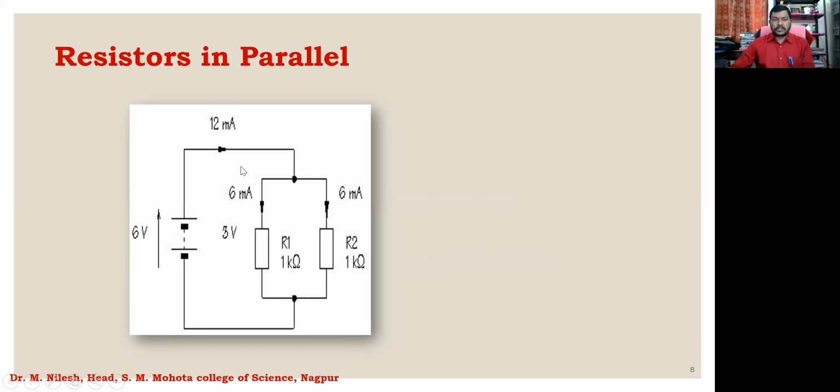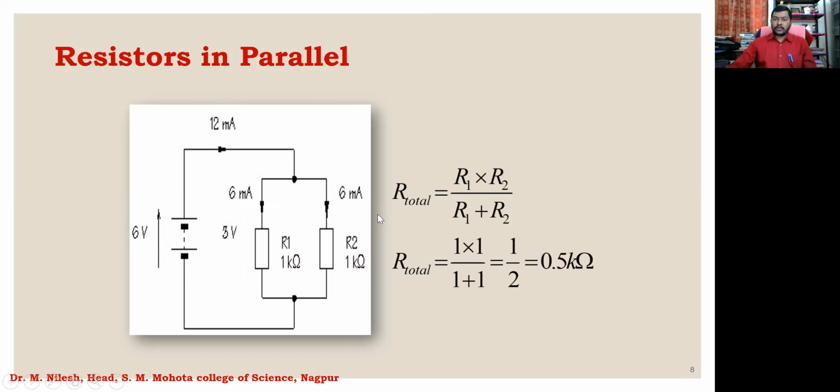Similarly, when we connect these resistors in parallel, what happens? The same power supply we have used, that is 6 volt power supply. The resistances are connected in parallel. And let us calculate the parallel resistance, right? Whenever we calculate the parallel combination of resistors, it is calculated as 1 by R total is equal to 1 by R1 plus 1 by R2. Remember this. This is the basic formula.